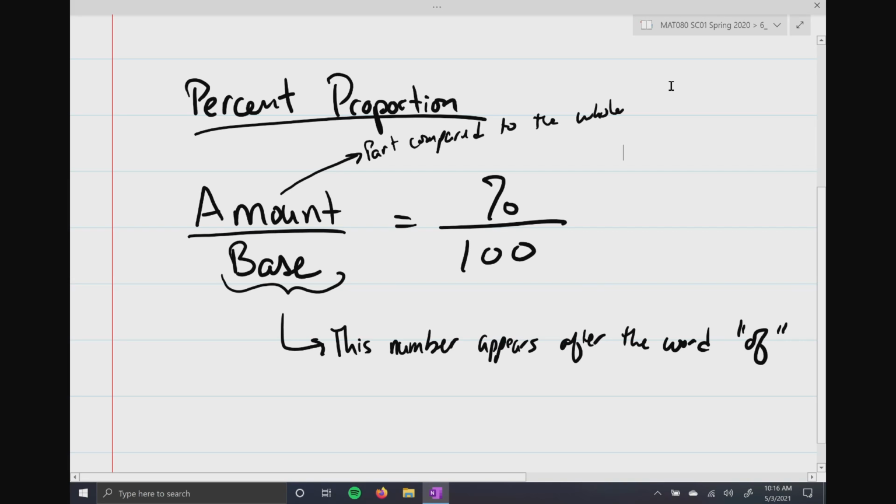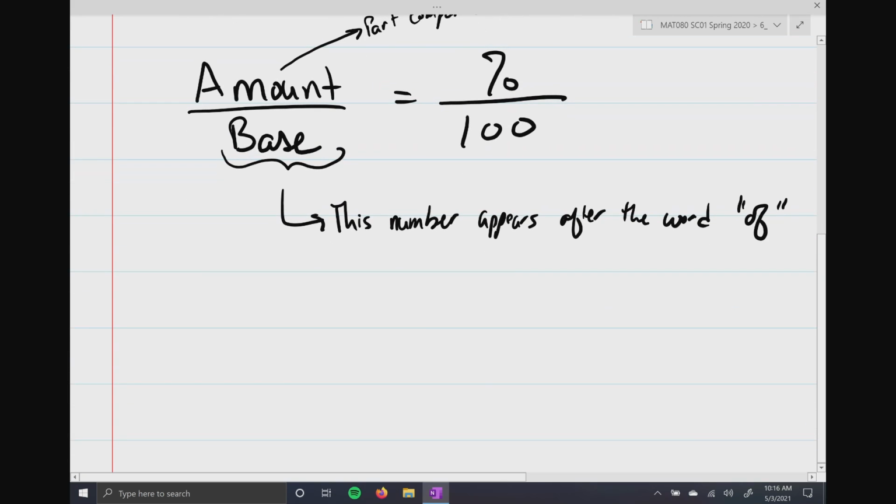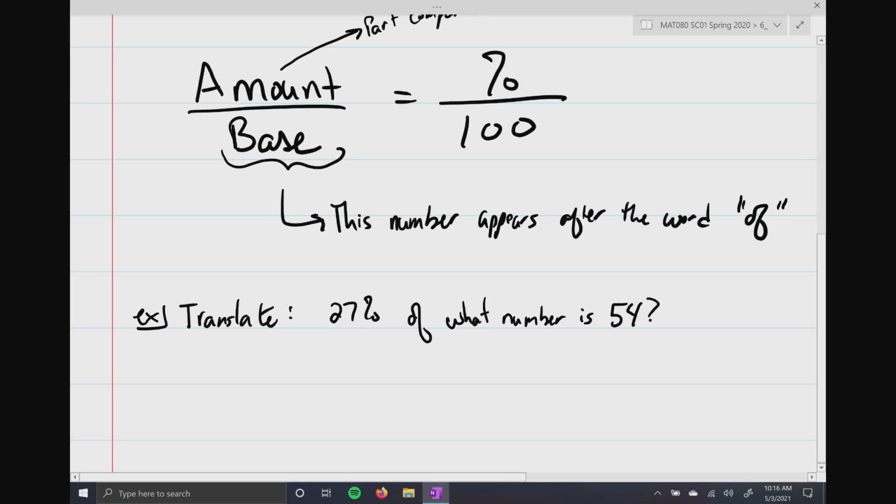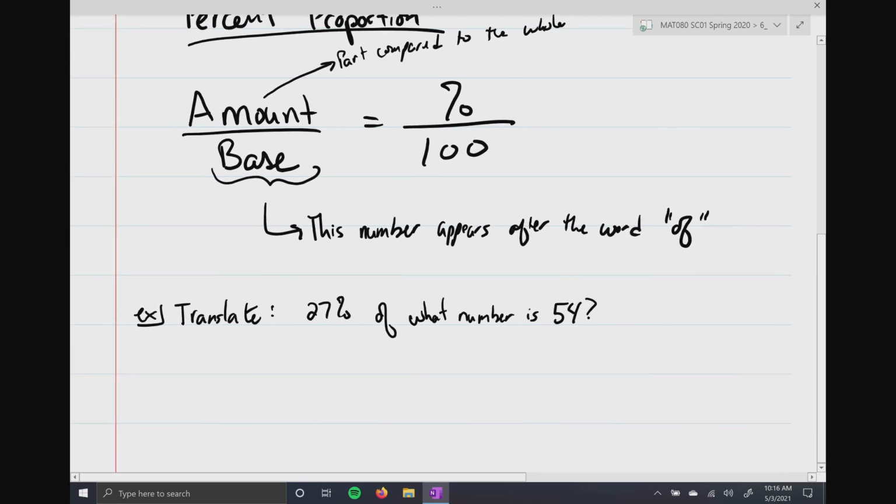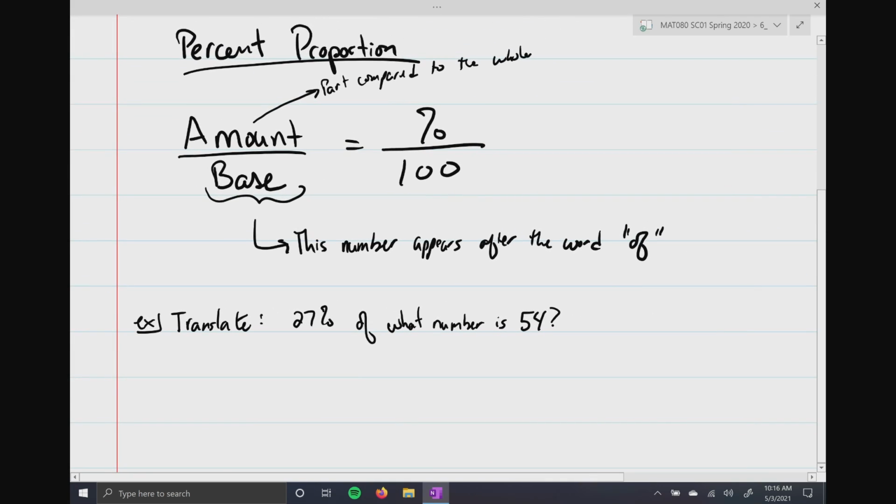Okay? So here's an easy problem right here. All I want you to do is translate. I don't want you to solve anything yet. I just want you to translate. 27% of what number is 54? Okay? Now, remember, you have a percent proportion.